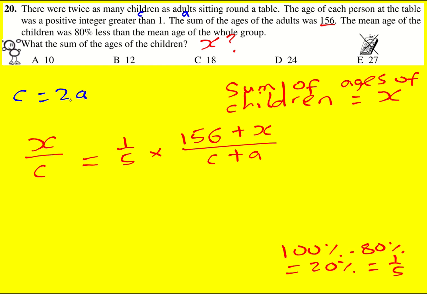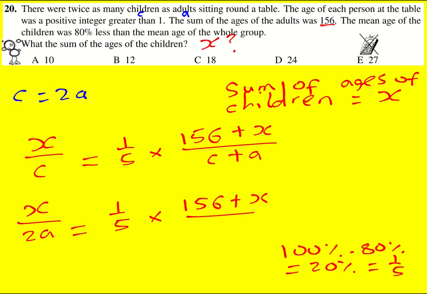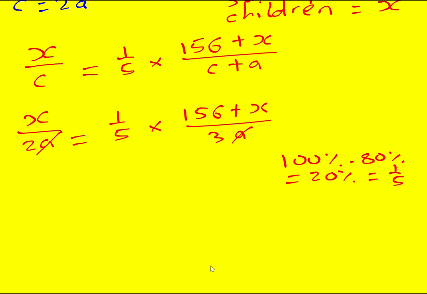Remember, we also know that C is equal to 2A. So you know what? It could actually be a good time to replace that before I do anything else. So X over 2A is equal to 1/5 times (156 plus X) divided by 3A. Because what I can do now is multiply both sides by A and essentially get rid of this. And I've still got a slightly awkward equation, but it's not as bad.